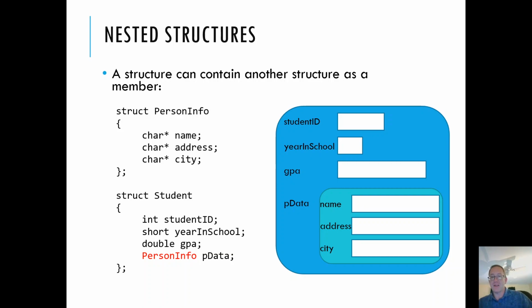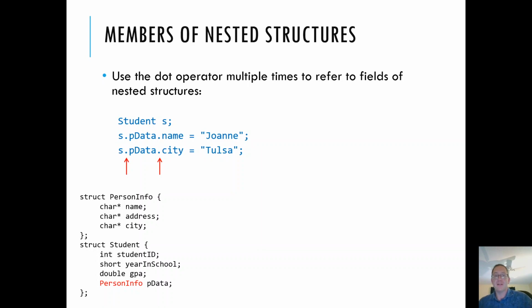With their personal information. To get the individual element, let's say like the name here, I just use the dot one more time. So here's the personal information, here's the personal information data structure. So I have a student s.pdata, this field right here, and then dot name gives me the name for that person S.